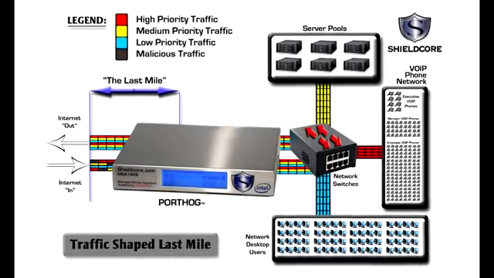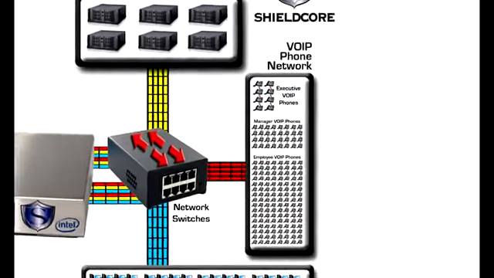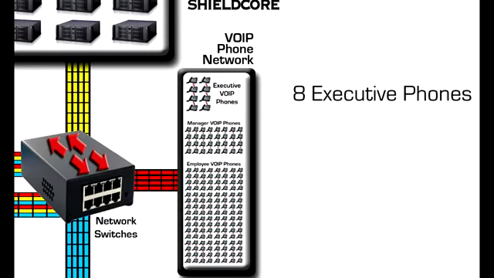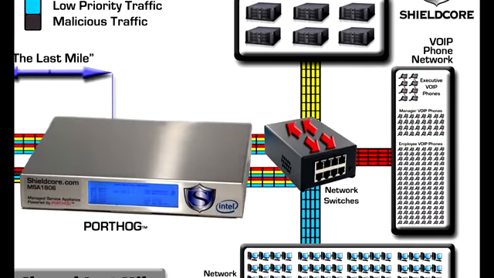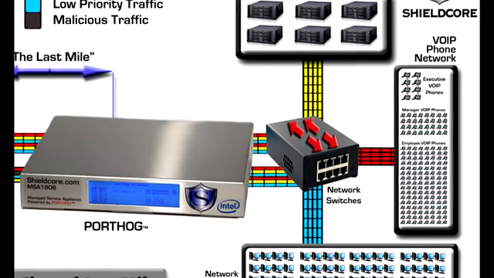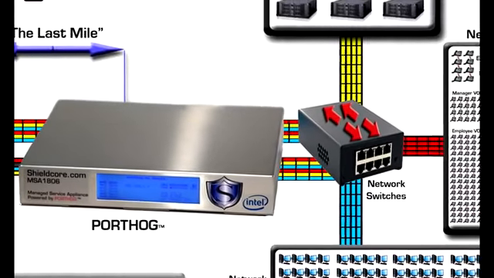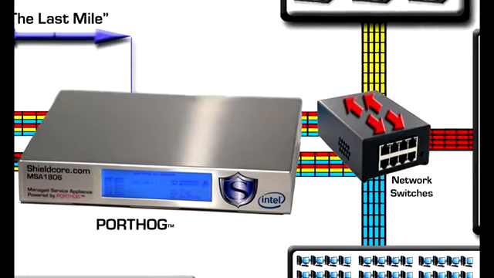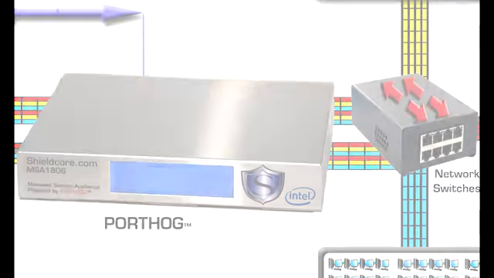First, let's begin with the map of our network topology to determine how the VoIP network will be laid out. In this example, we have 8 phones for the chief executives and their assistants, 33 phones for the mid-level managers, and 140 phones for the employees. With the help of the MSA 1806 Managed Service Appliance to program and manage these 48-port PoE switches, we'll prioritize the bandwidth of these phones and virtually eliminate jitter and dropped calls, improving connection quality immensely.